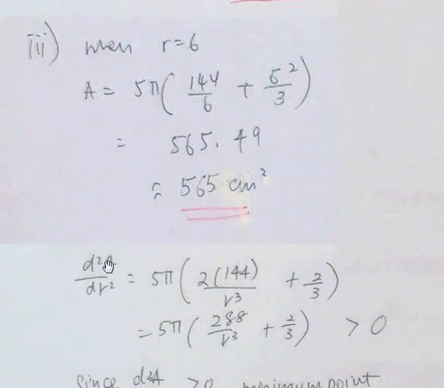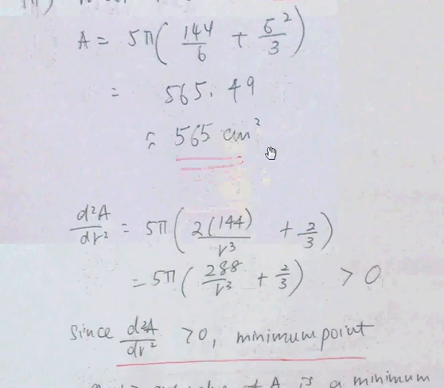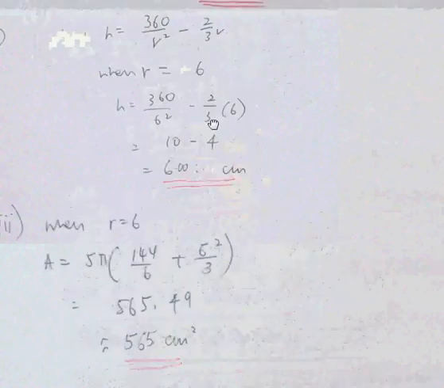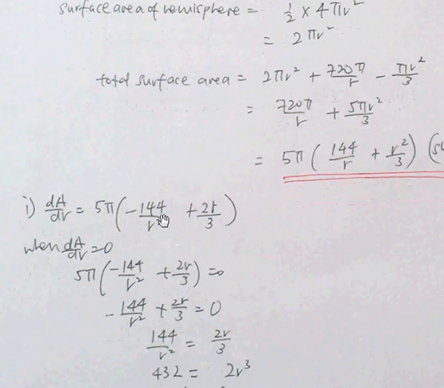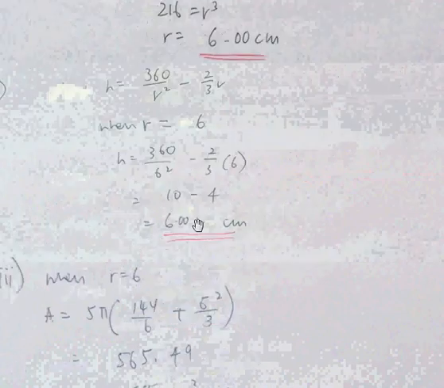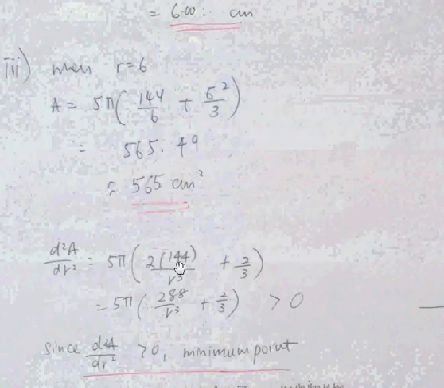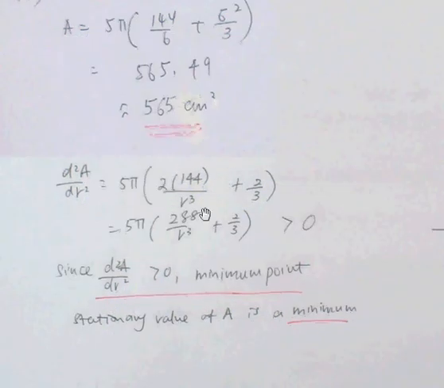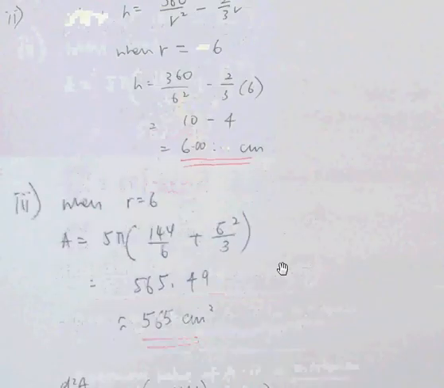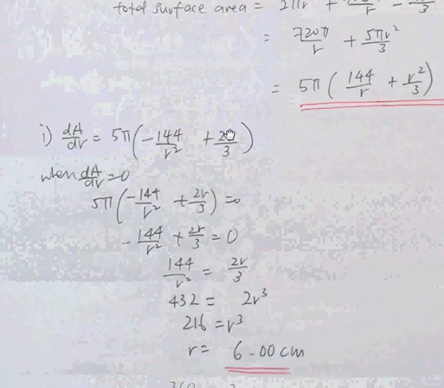To determine whether the stationary value of A is a maximum or minimum, we have to further differentiate dA over dr. We get d square A over dr square. So when we differentiate negative 144 over r square, it is equivalent to negative 144 r to the power minus 2. So we bring down the power minus 2 and reduce the power by 1, we get 288 over r cubed. And when we differentiate 2r over 3, we get 2 over 3.